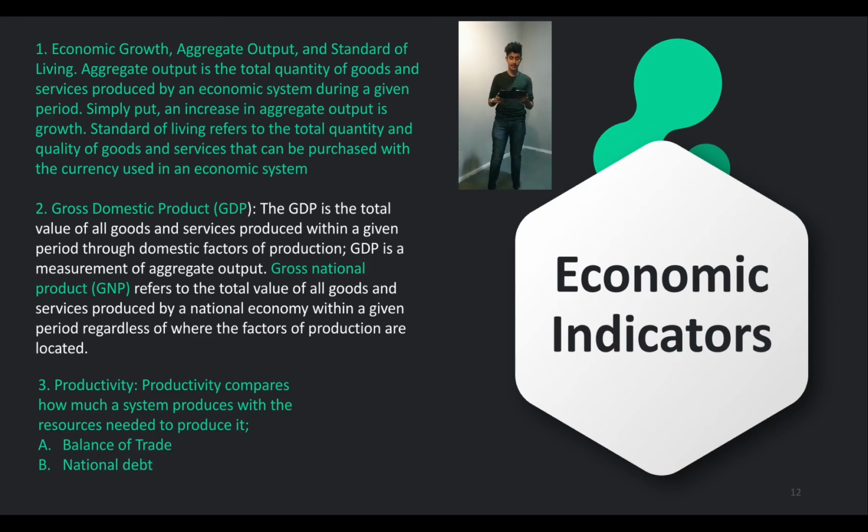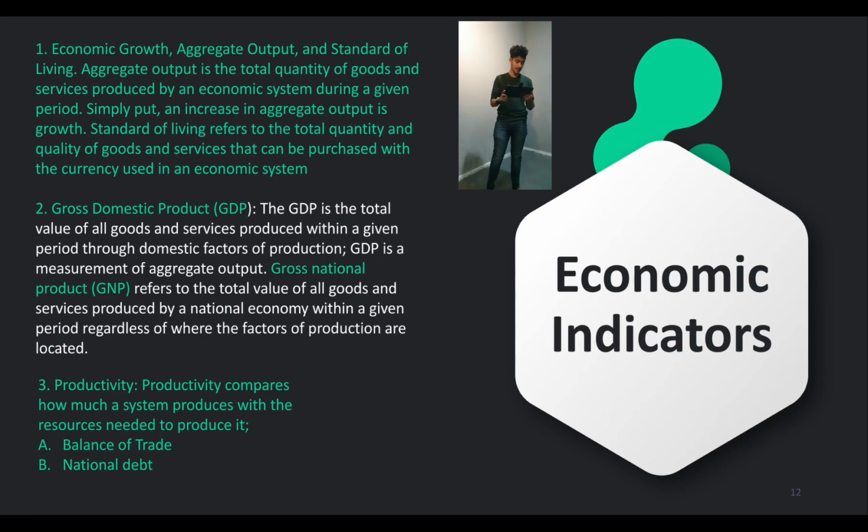The second one is GDP and GNP. As we know, GDP is the total value of goods and services produced within a given period of time through domestic production factors. So GDP is a measurement of aggregate output. The next one is GNP. GNP refers to the total value of goods and services produced by a national economy within a given period, regardless of where the factors of production are located.